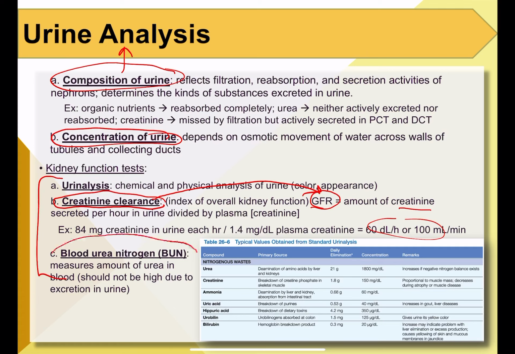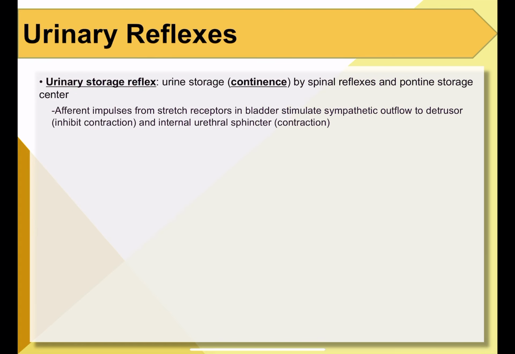Blood urea nitrogen, or the BUN test, measures how much urea is in the patient's blood, which shouldn't be high if your kidney is doing its job in removing urea. Urea must be removed from the patient's system. Some of it is reabsorbed, but some of it is removed as well. So it can't be too high in concentration if your urinary system is doing what it's supposed to be doing.